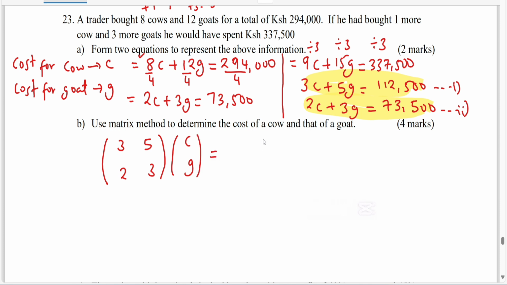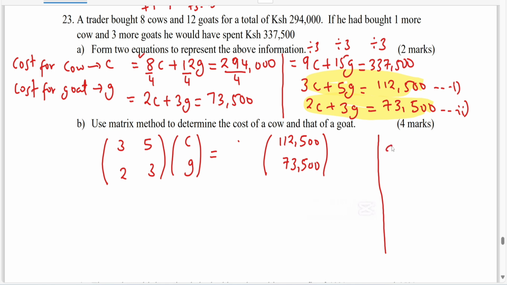So is it because we need it. It's equivalent to 112,500 and 73,500. So nimepeana space sababu tutahitaji, and I'll show you why. So mwanzo, first step is to determine the determinant for this whole matrix. Then we find the inverse.